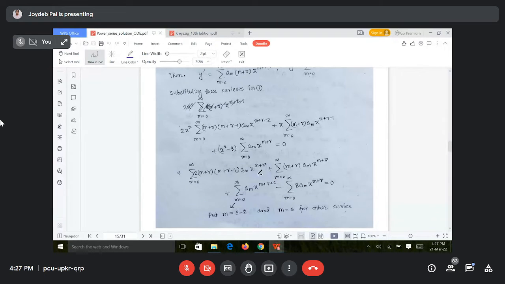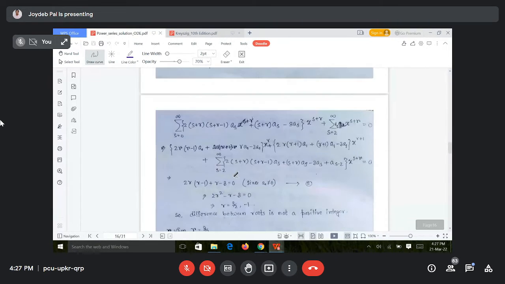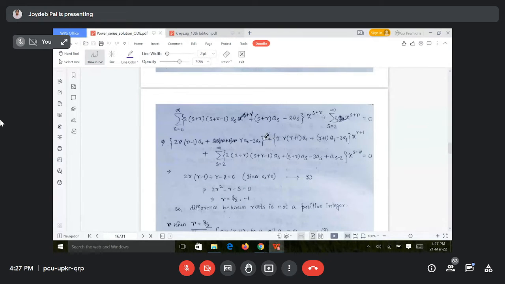So after substituting and simplifying, we are getting lowest degree term here. It is coefficient of x to the power r. So don't think that always the lowest degree term will be x to the power r. It may be x to the power r minus 1, it may be x to the power r plus 1, or it may be anything else. But for that particular equation, you have to decide which one is the lowest degree term. So for this problem, x to the power r is the lowest degree term and the coefficient is this. So by equating this coefficient to 0, you will get the initial equation.